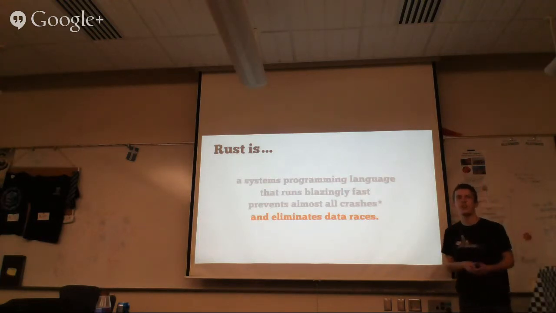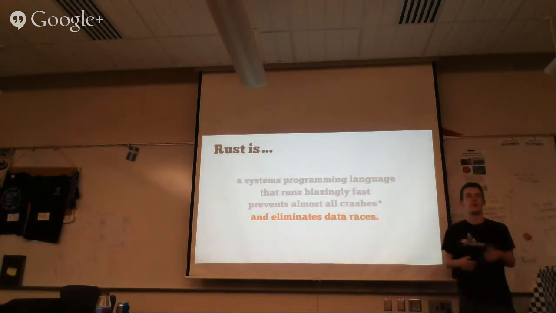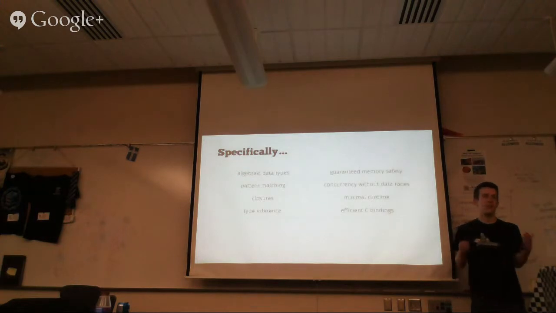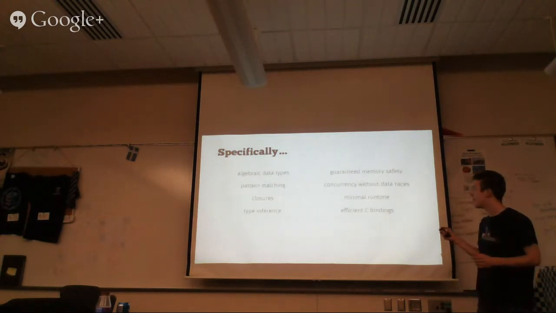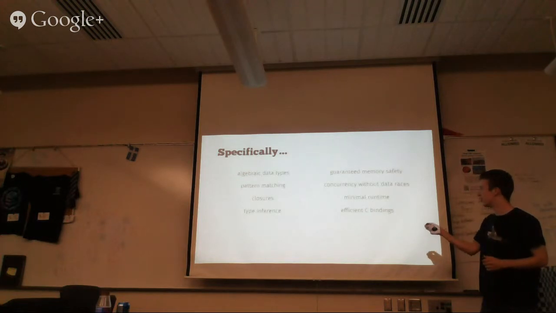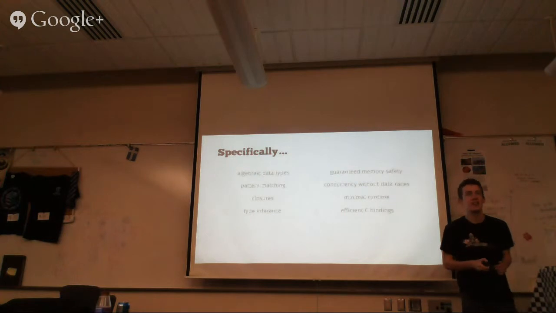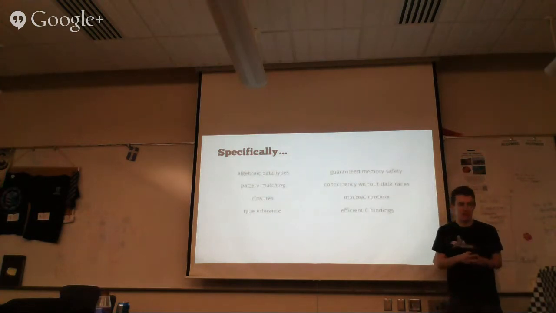Again, that's something that in other programming languages you can't really avoid, because when you have multiple threads running, there's nothing built into the language that requires that your memory is safe. Rust does. So specifically, these are some of the main features of Rust. We'll go through basically all of them except for the minimal runtime, which will just be relatively evident, and the efficient C bindings, because I am not a smart enough man to explain foreign function interfaces in a very well-mannered fashion.